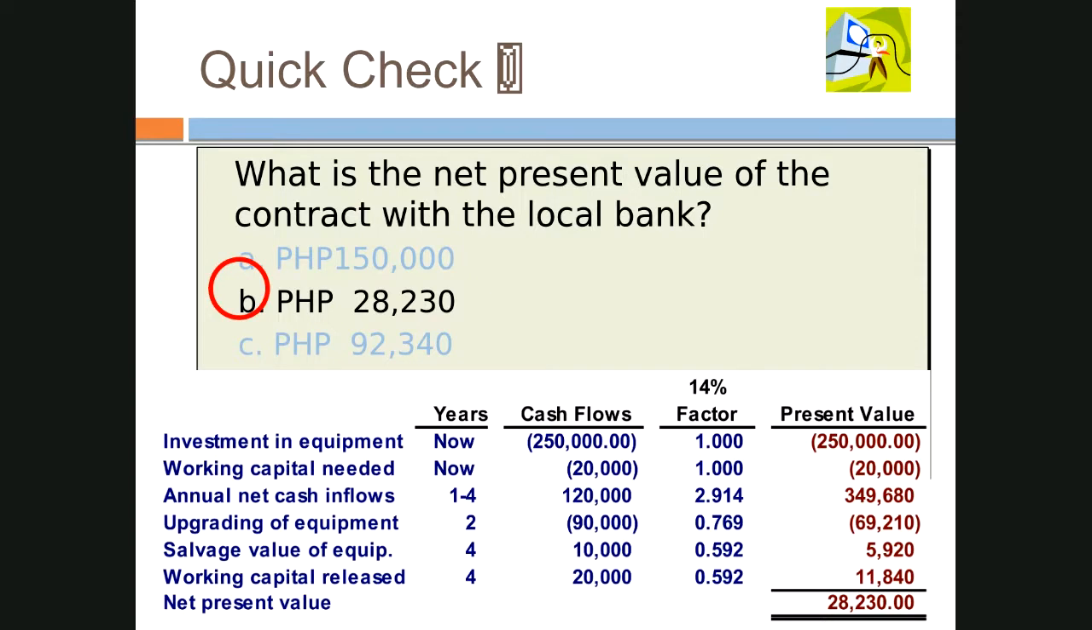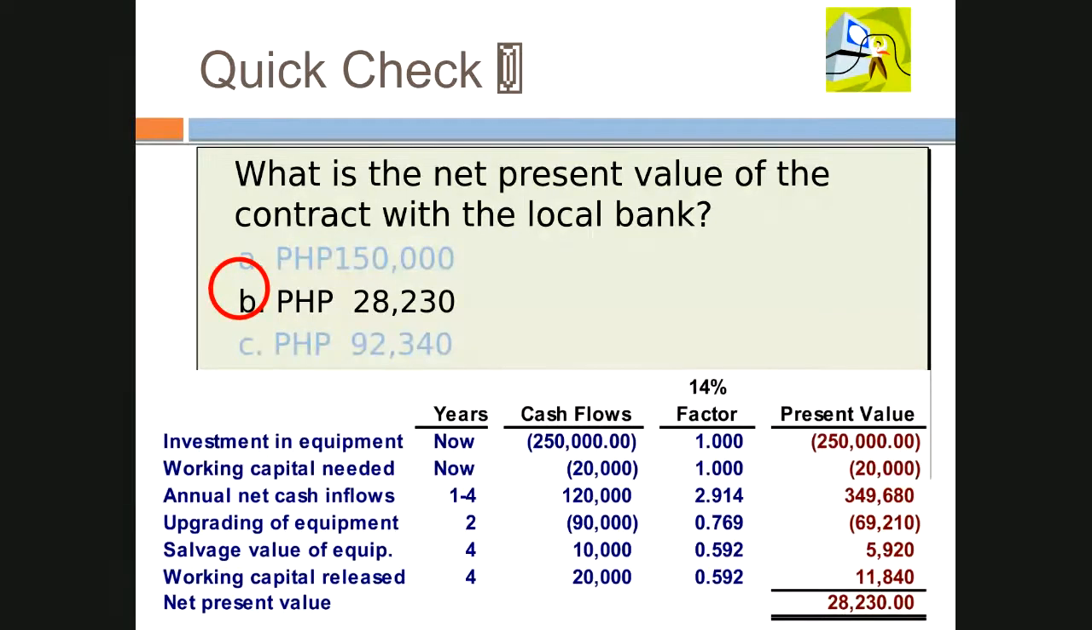So pag minultiply natin ng 90,000, so that is 69,210. Yung salvage value, syempre at the end of year, mabibenta natin yung asset. Yung 250 out of 250, 10,000 na lang yung magiging proceeds pag binenta natin yung equipment. So at year 4 siya manggagaling. So ang computation mo doon ng factor is 1.14 raised to negative 4. So that is 0.592. Kaya pag minultiply natin ng 10,000, that is 5,912.